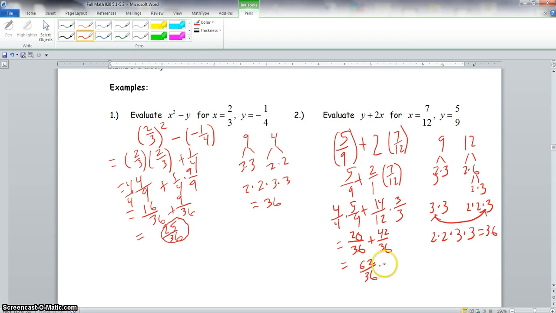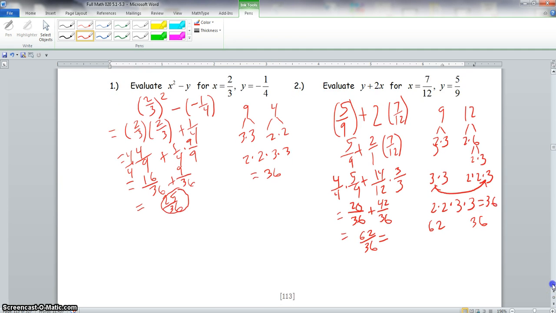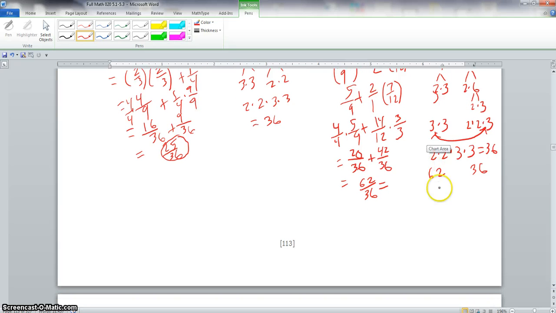Now we want to simplify this. So we do the prime factorization. We add a prime factorization of 62, prime factorization of 36. Now, let me scroll down here, just for a little bit more room. Okay, now we could factor out 2 times 31 for 62, and then 36, we already have the prime factorization of 36, which is 2 2's and 2 3's.